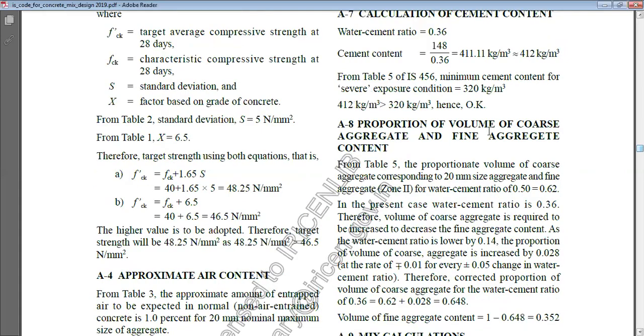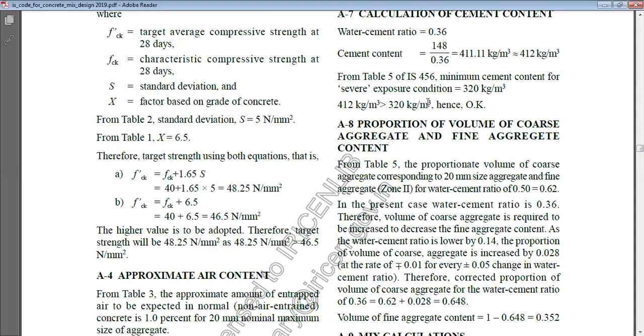From IS 456 table number 5, the minimum cement content is given as 320 kg per cubic meter. So the minimum cement you need to add is 320 kg per cubic meter, but you got 412. Hence it is okay. If you got a lesser value, you have to revise the water content. These are the dosages of chemical admixtures, or you can change the next designs. You can make a number of trials actually.